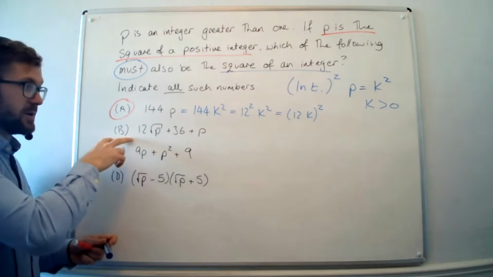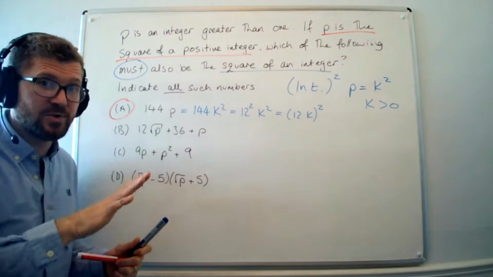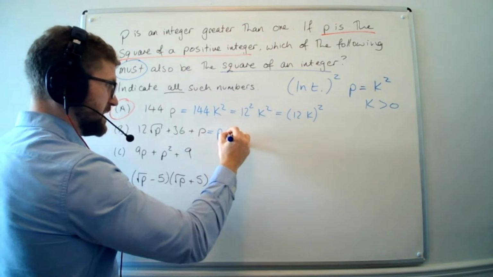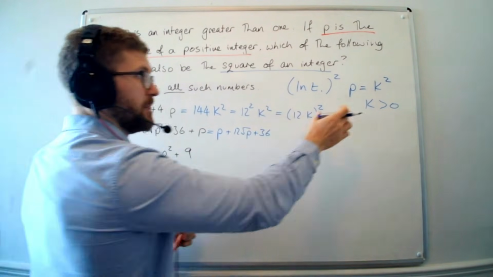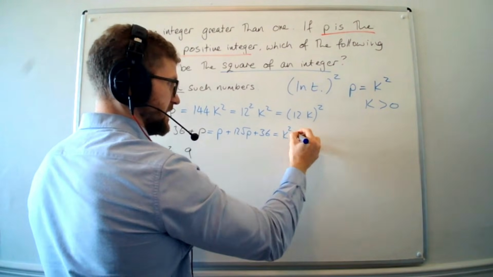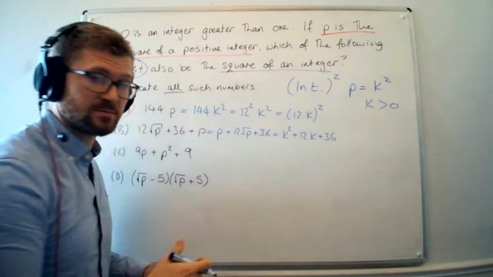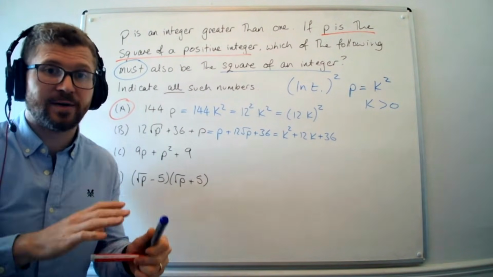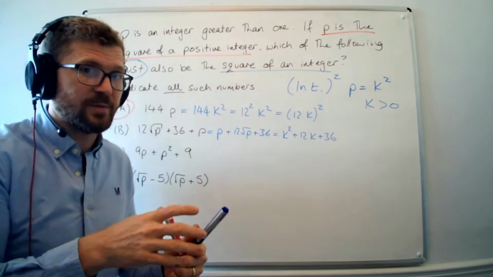All right, taking a look at B here. First step, I'm just going to rearrange this. I'm not changing anything, I'm just putting it in a different order. If I say that's P plus 12 root P plus 36, then if I use this substitution P equals K squared, I get K squared plus 12K plus 36. Now, this is one of a small number of what we might call standard quadratic results. I'll show you what the three of them are in just a second.